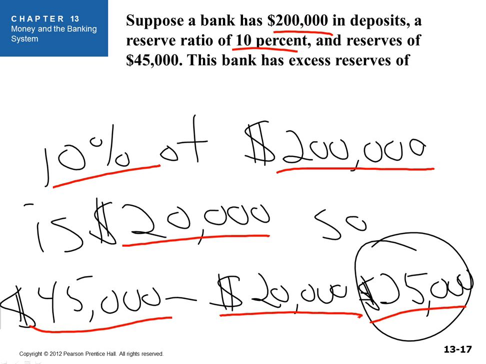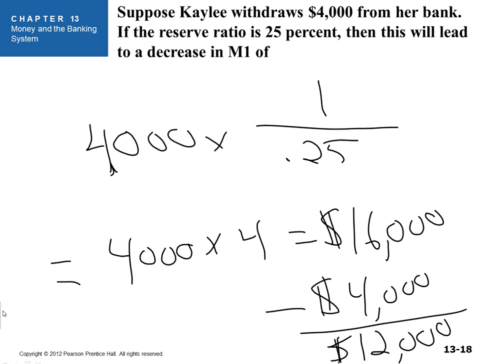A bank would loan out the $25,000 if it could, so that it could make money, because banks make money off making loans. So now the last one, here's another one that would be commonly missed: suppose Kayla withdraws $4,000 from her bank. Now, remember, if she has $4,000 in the bank account, the bank is loaning out whatever they can, and then through the money multiplier, that becomes more money in the economy.